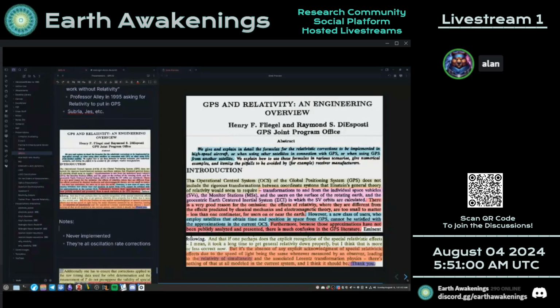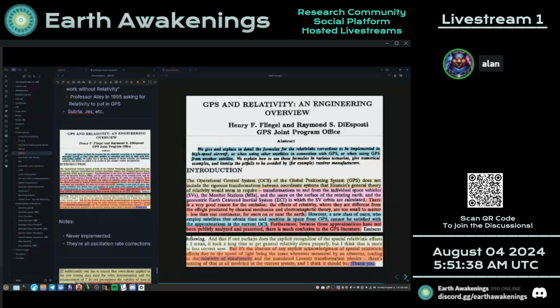So one of the operational control systems of the GPS does not include the rigorous transformations between coordinate systems that the general theory of relativity would require. The transformations to and from the individual space vehicles, the SVs, and the monitor stations, the MSs, which are usually on the surface of the rotating Earth, and the geocentric Earth-centered inertial frame, the ECI, in which the SV orbits are calculated. There's a very good reason for this omission. The effects of relativity, were they different from the effects predicted by the classical mechanics of the electromagnetic theory, are too small to matter, less than 1 centimeter for those on the surface near the Earth.